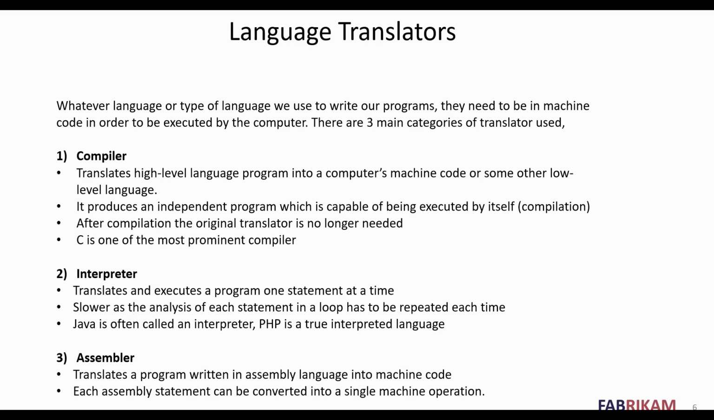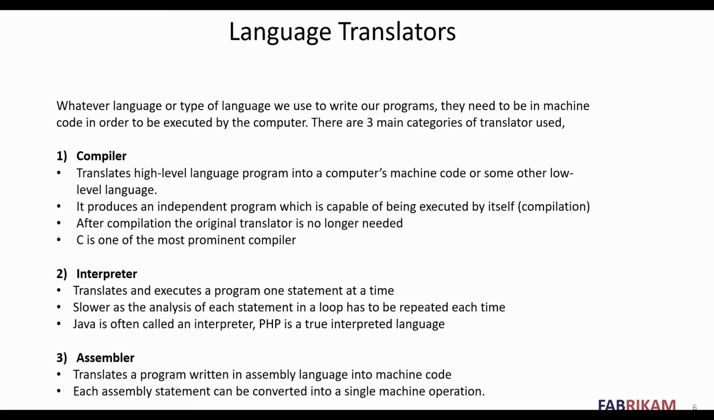After that, the other type of system software is language translators. Whatever language or type of language we use to write our programs, it needs to be in machine code in order to be executed by the computer. There are three main categories of translator used, which are compiler, interpreter, and assembler.